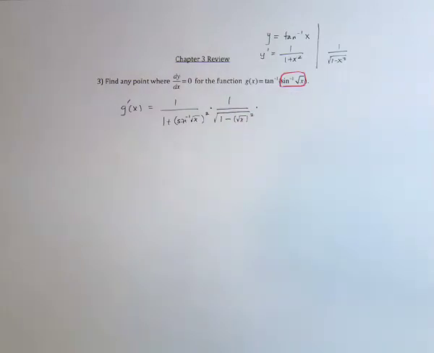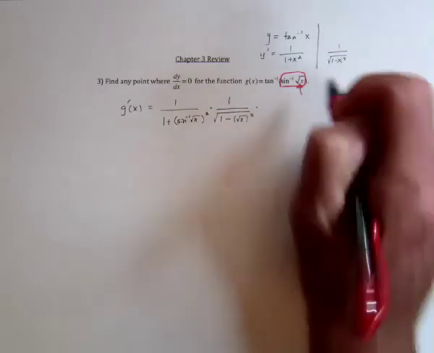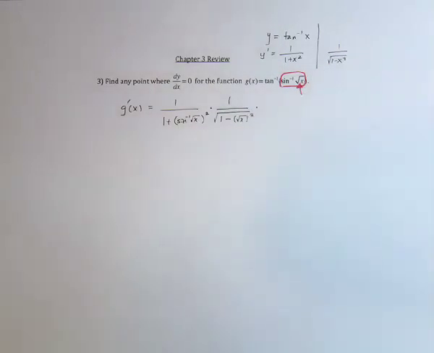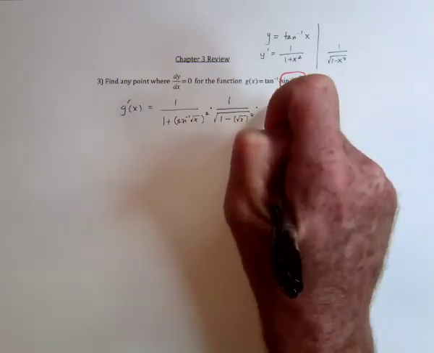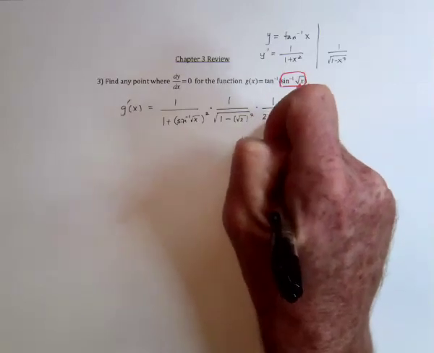And then we've got one last chain rule because the very innermost function is this square root of x. So then we also need times the derivative of the square root of x. So that would be: the derivative of a square root of x is 1 over 2 times the square root of x.